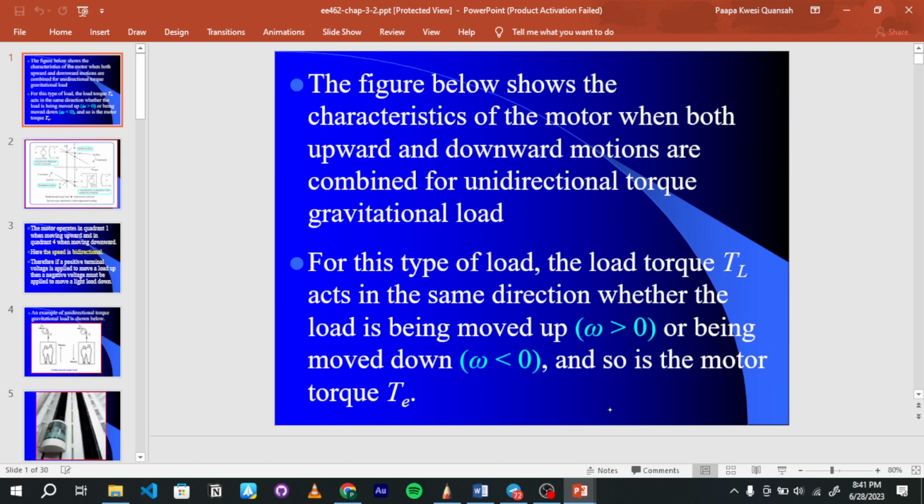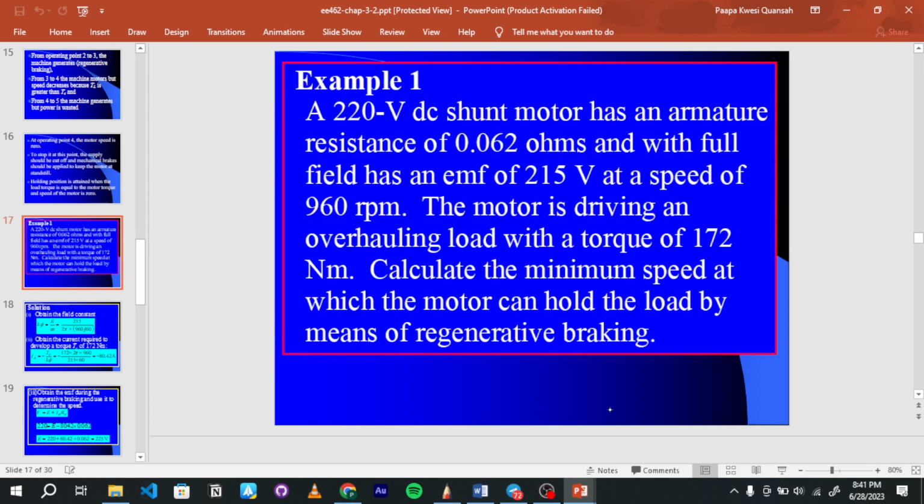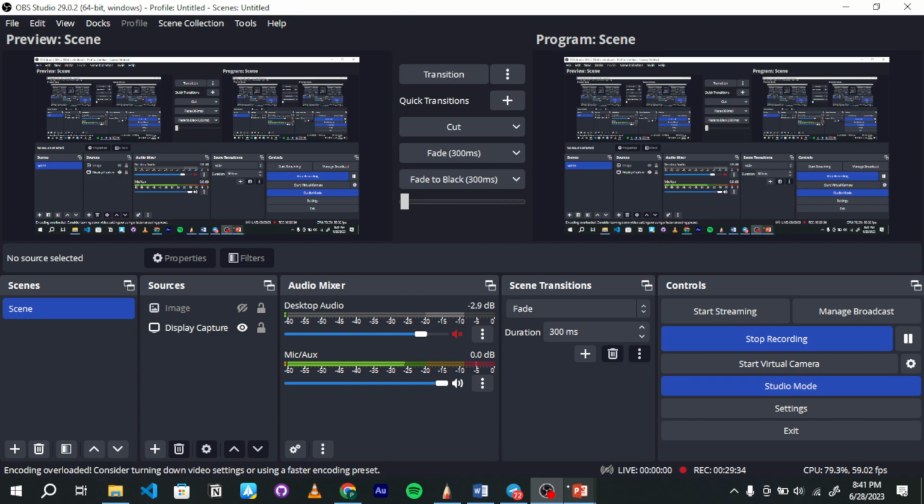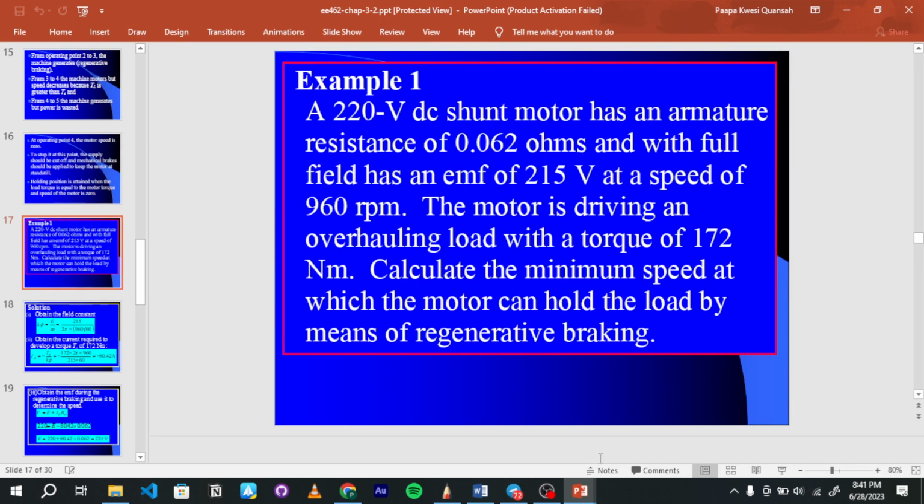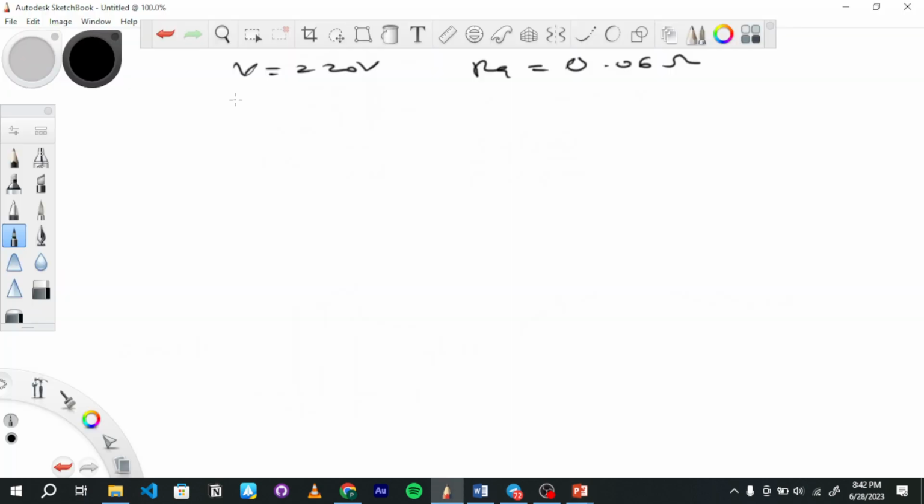Which example explains the concept more? A 220 volt DC shunt motor has an armature resistance. So they're giving me V equal to 220 volts, RA is 0.06 ohms. Now it says that with full field it has an EMF of 215 volts at a speed of 960 RPM. So when E is equal to 215, speed N is given by 960 RPM.